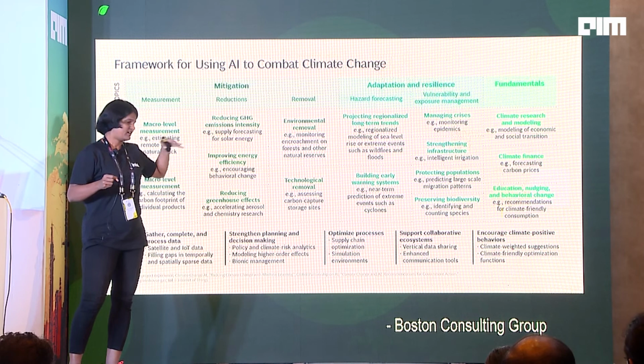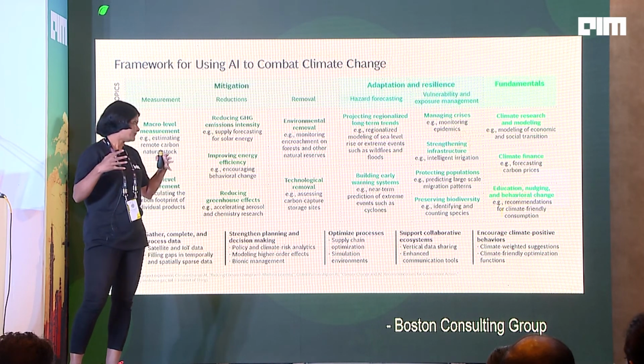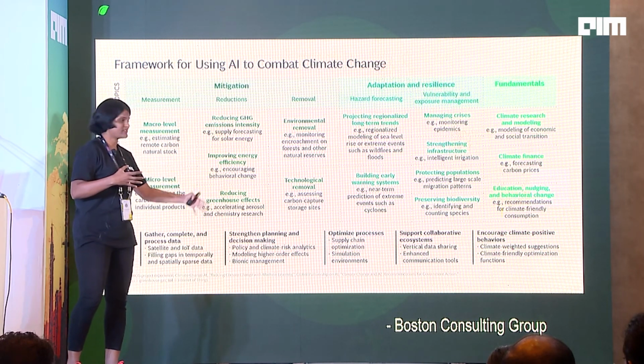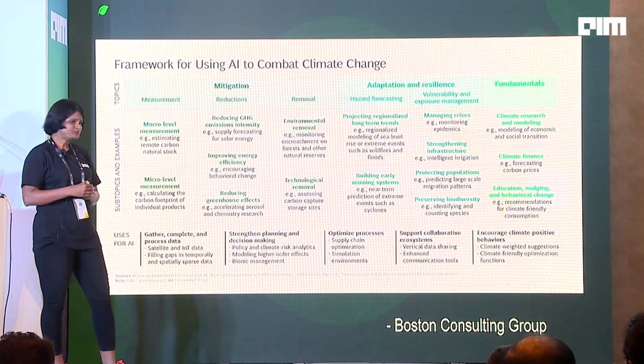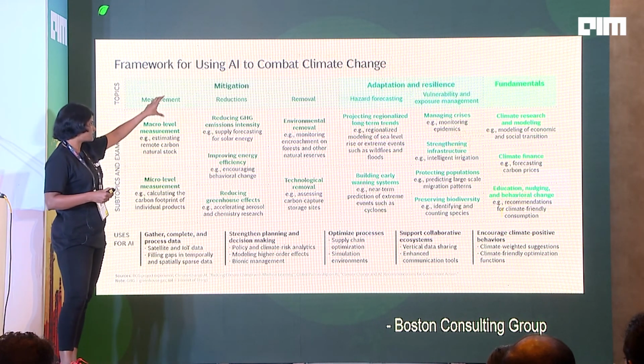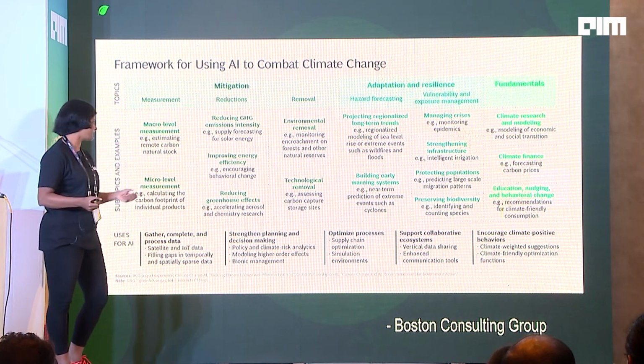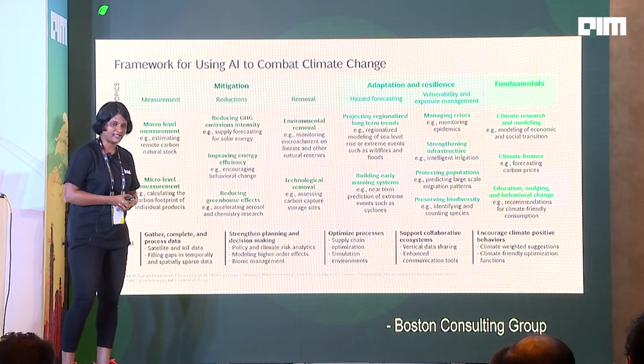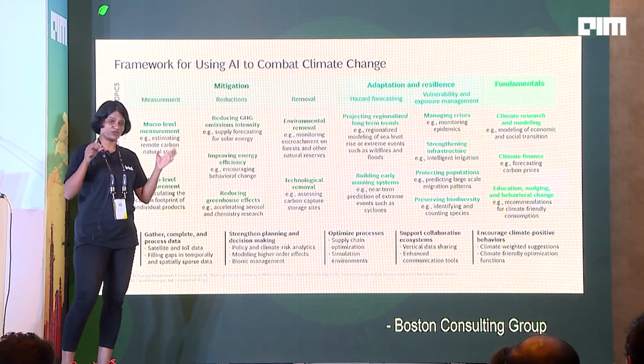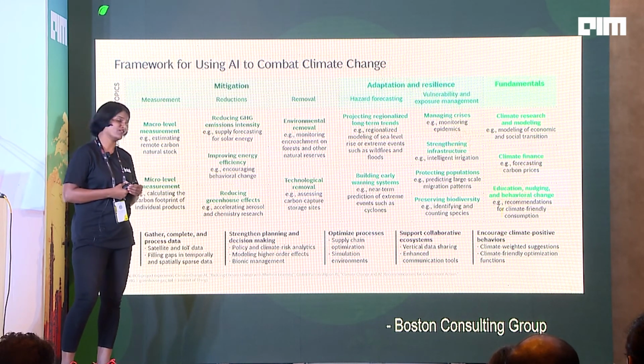So you have around 60 to 70 use cases shortlisted by Boston Consulting Group. Today's use case is going to focus on mitigation. Under mitigation, there are a lot of use cases, but we're going to choose energy consumption prediction, which is one of the most important use cases in AI for climate change.